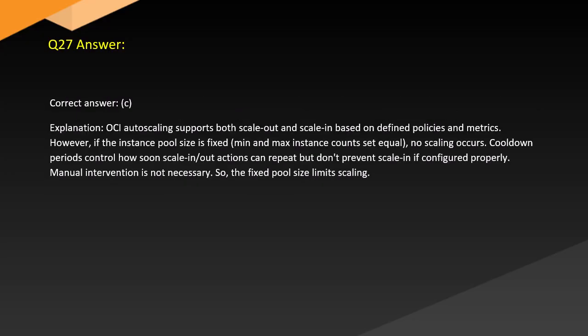Answer. Correct answer, C. Explanation. OCI autoscaling supports both scale-out and scale-in based on defined policies and metrics. However, if the instance pool size is fixed, with min and max instance count set equal, no scaling occurs. Cooldown periods control how soon scaling actions can repeat, but don't prevent scaling if configured properly. Manual intervention is not necessary, so the fixed pool size limits scaling.